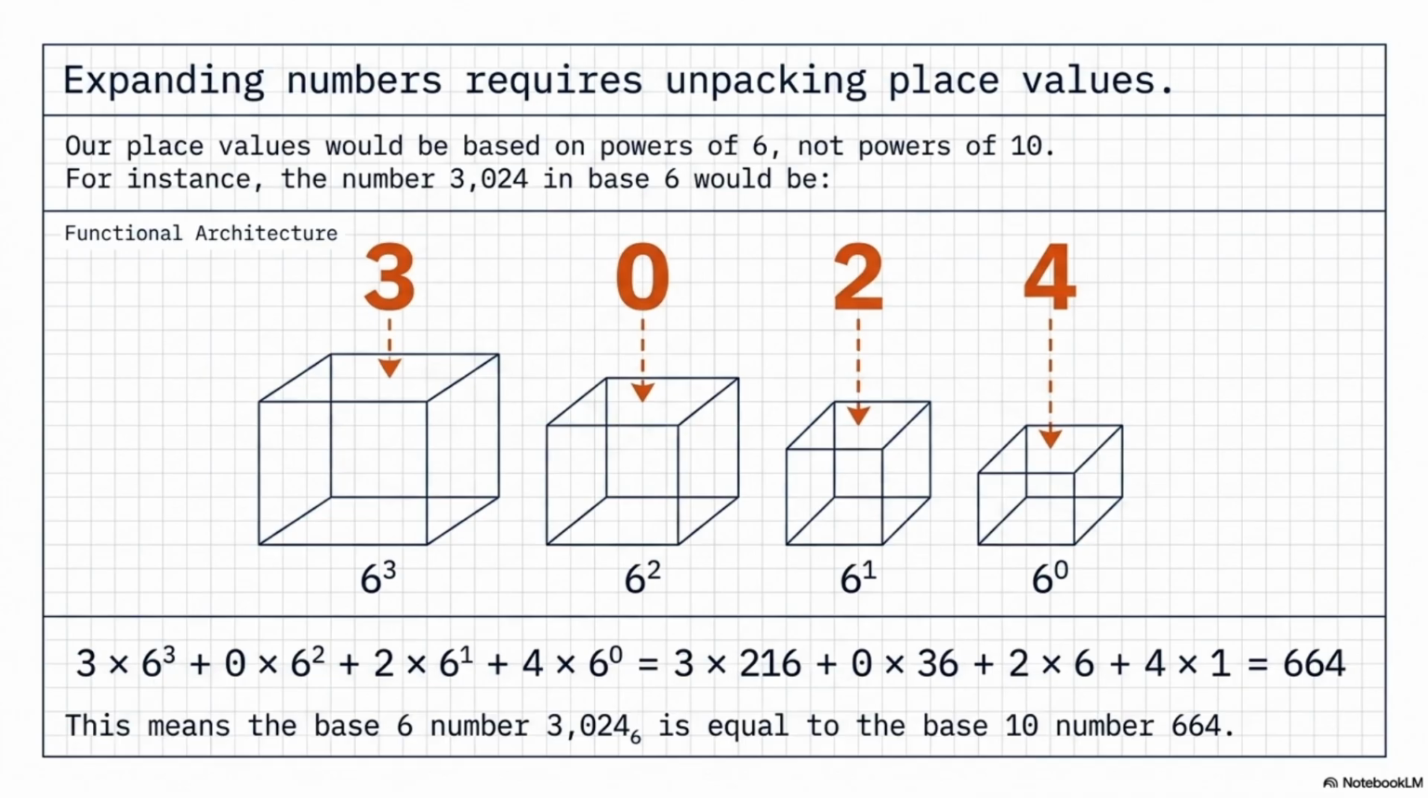Got it. And if you dump all those items out onto the floor and just count them up the normal way, you get 664. So 3024 in base 6 and 664 in base 10 are exactly the same quantity. They're just wearing different structural outfits. Different structural outfits. That is the fundamental secret of number systems. But it raises a deeper question. How did different human cultures end up wearing different mathematical outfits?